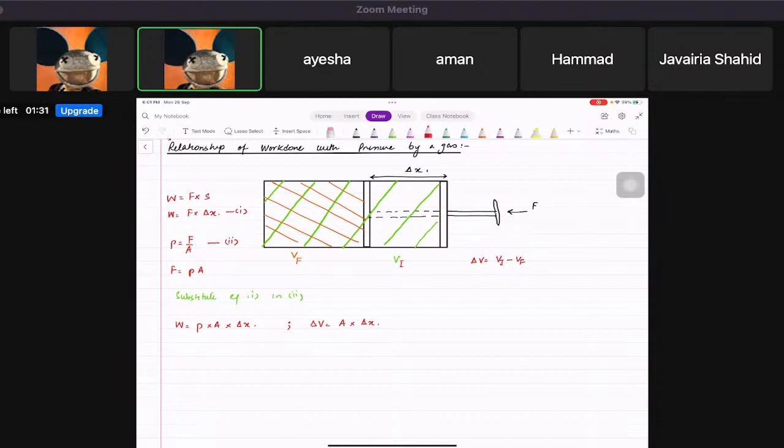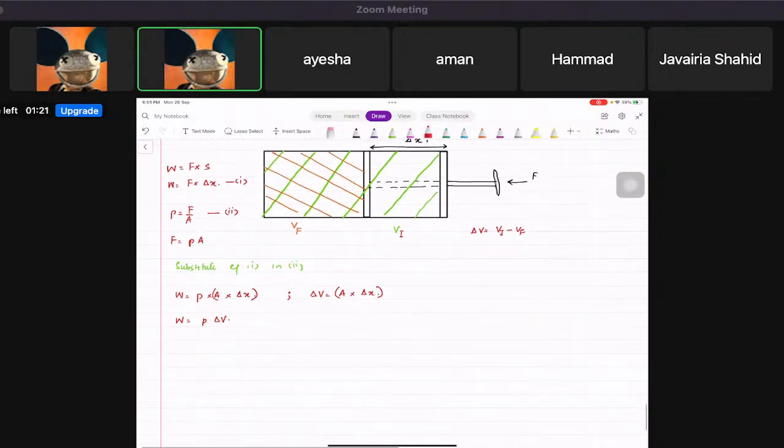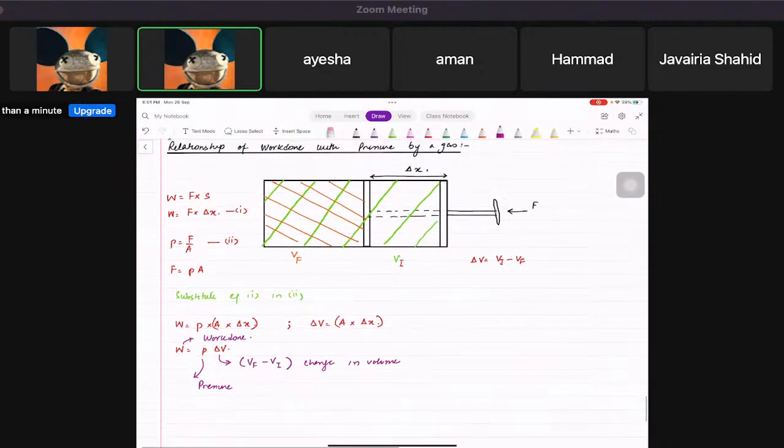So I'm going to replace this whole thing with this thing. Then work done will be equal to pressure times change in volume. This basically is final volume minus initial volume, or vice versa, it doesn't really matter. This is the pressure times change in volume, and that's work done. So you need to remember this, and you have to derive this up till this point, okay?